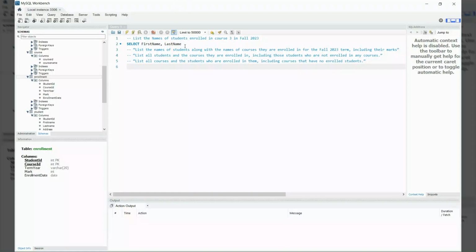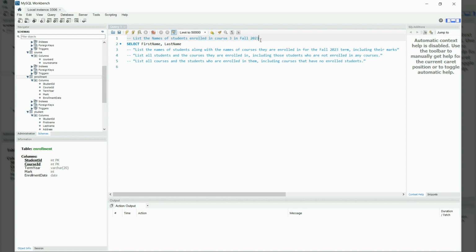So now we're looking at an example of each of them. It's already given in your slide, so I'm just going over the queries. The first one says: list the names of students enrolled in course 3 in fall 2023, which means you're looking at the name of the student enrolled in course 3. This is a course ID, and fall 2023 means it may be a semester.